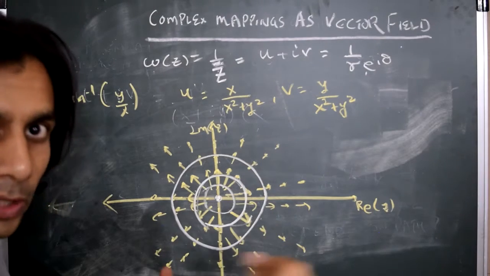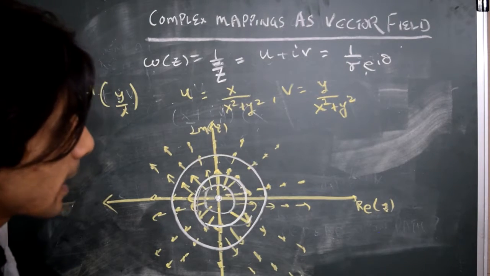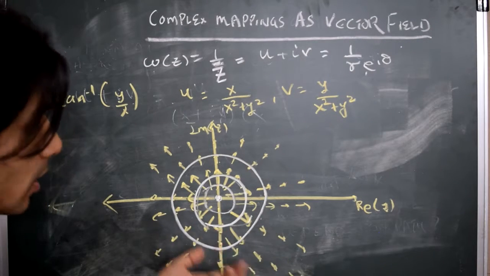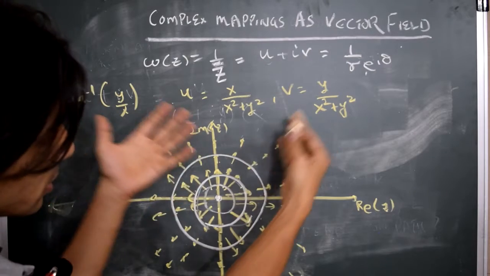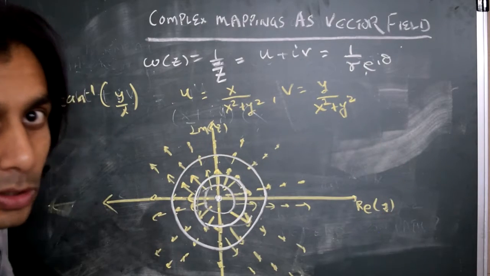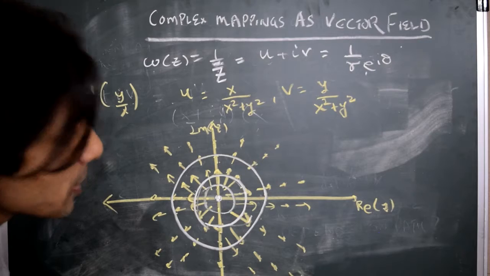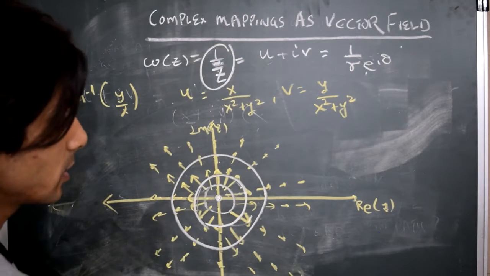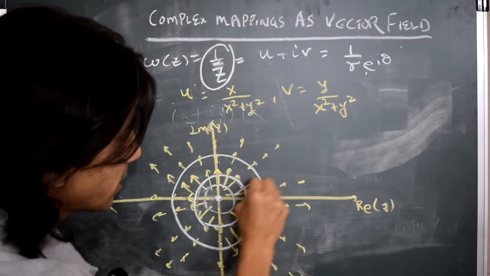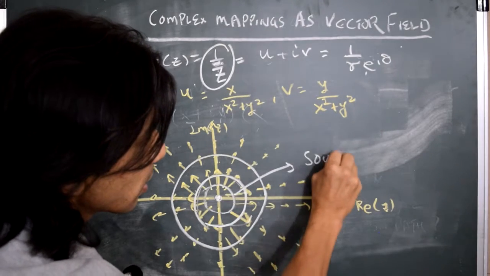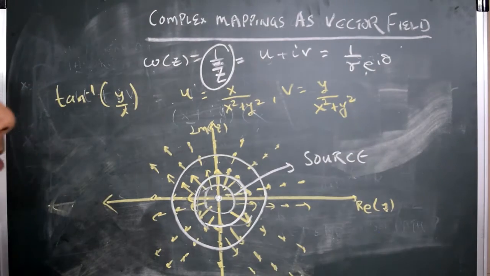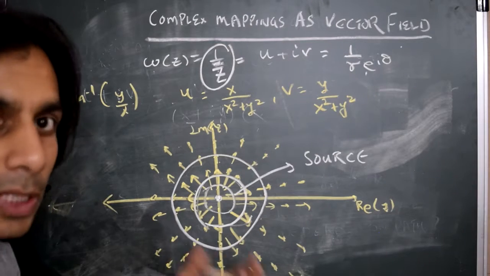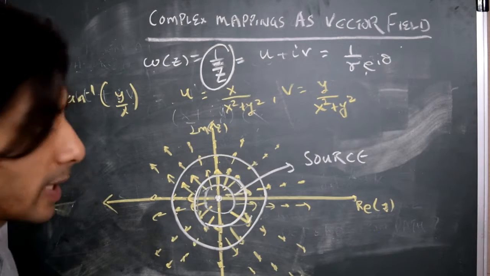The strength is decreasing as you move away from the source. Likewise, you can think of this as a source of fluid in a two-dimensional plane where there's, let's say, water coming out and moving away radially from the source of the flow. And that's one of the reasons why this particular mapping, w(z) equals 1 over z bar, is said to represent a source, because physically the vector field looks like one.